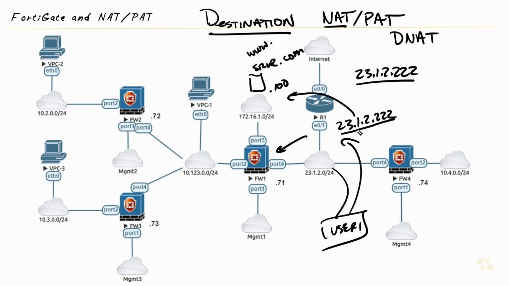So if it's a one-to-one mapping, it would be destination NAT. So we have one IP address on the outside for one server on the inside. We have yet another IP address on the outside, let's say 223, for yet a different server on the inside. That would be one-to-one. That would be NAT.